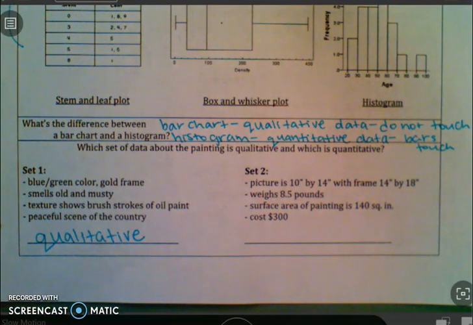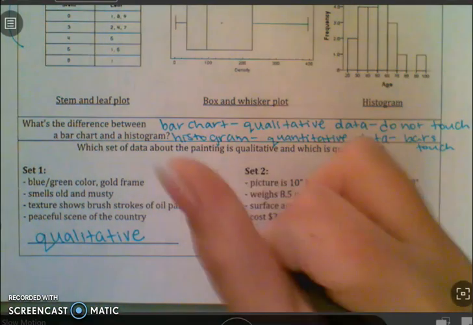Okay, set two. Picture is 10 by 14 with a frame that's 14 by 18. It weighs 8.5 pounds. The surface area of the painting is 140 square inches, and it costs $300. All of that has to do with quantities, it's measurements, so that's going to be quantitative.